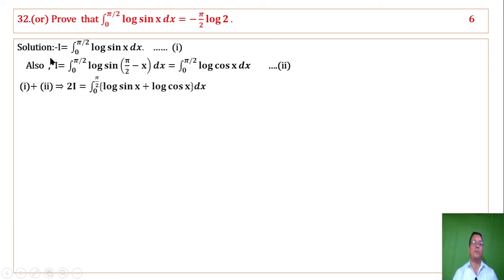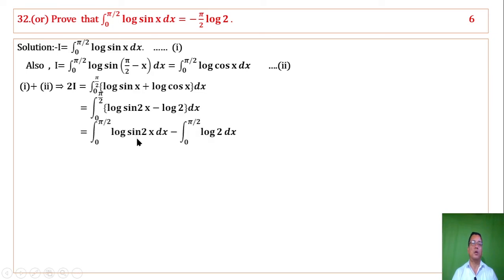Adding 1 and 2, we have on the left side twice I, and taking this limit, we have log of sine x plus log of cos x, and we have log of sine twice x minus log 2. We have this, and for log 2 we have taking out log 2, and the integral of dx is x. Put twice x equal to theta in the first integral, we have this. In that case, the limit also changes by this rule.